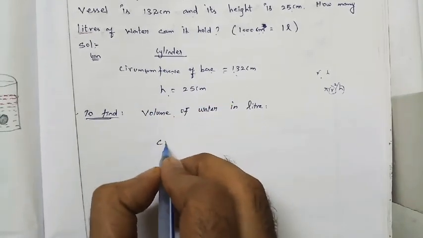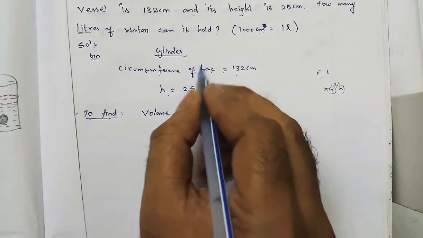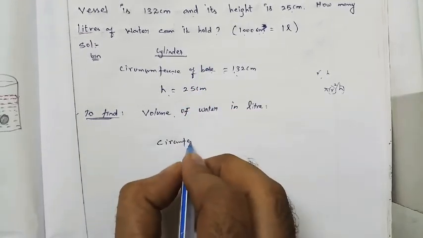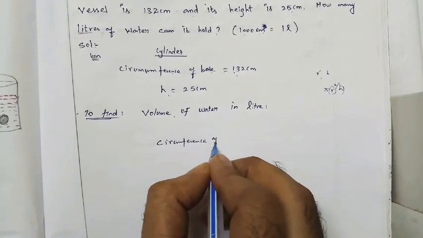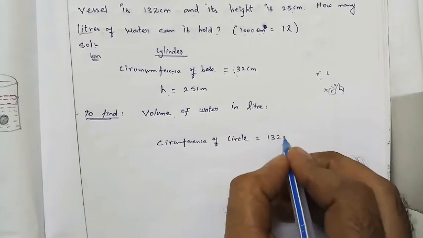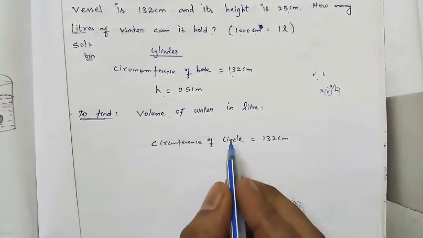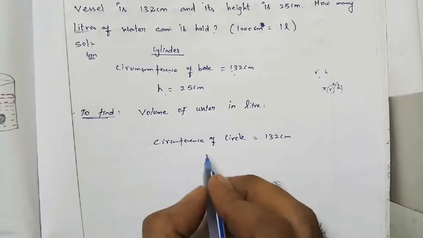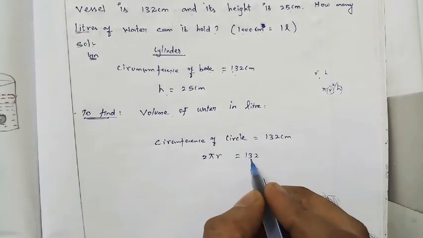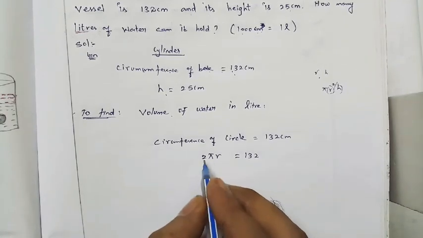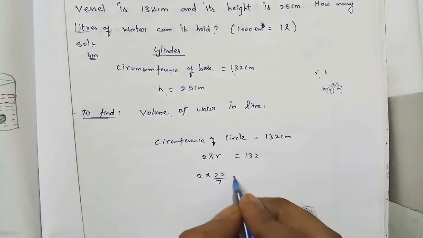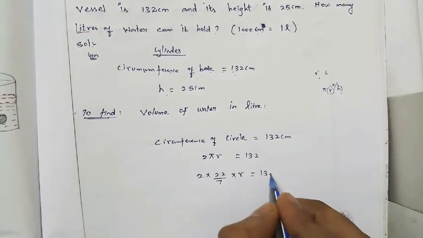The circumference of the circle is equal to 132 centimeter. The formula for the circumference of a circle is 2 pi r, so 2 pi r is equal to 132. Substitute the values. The value of pi is 22 by 7. So 2 into 22 by 7 into r is equal to 132.